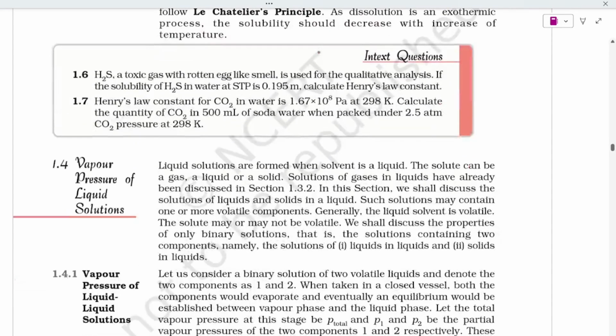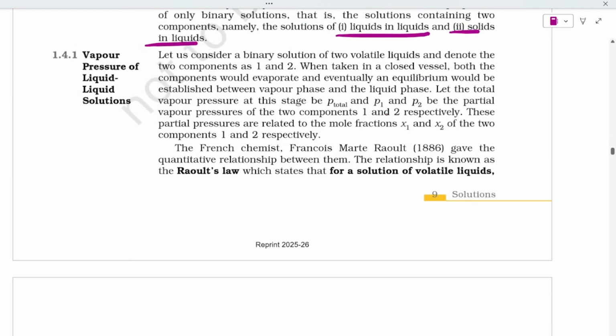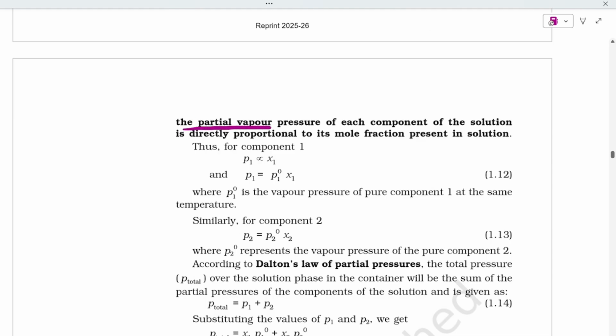Now vapor pressure of liquid solutions. Liquid solutions are formed when the solvent is a liquid, having the larger quantity, and there are liquid in liquid and solid in liquid, which we will discuss in the table given below. Now one of the most important laws again after Henry's and Dalton's: for a solution of volatile liquids, the partial vapor pressure, P, of each component of the solution is directly proportional to its mole fraction.